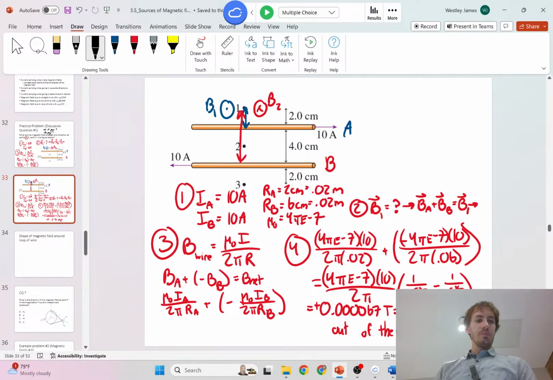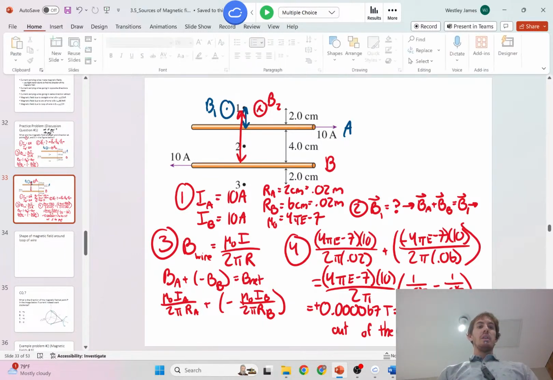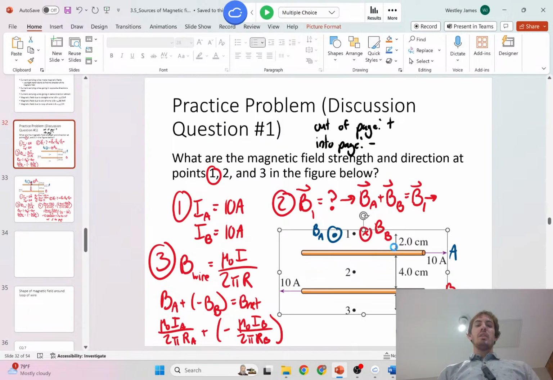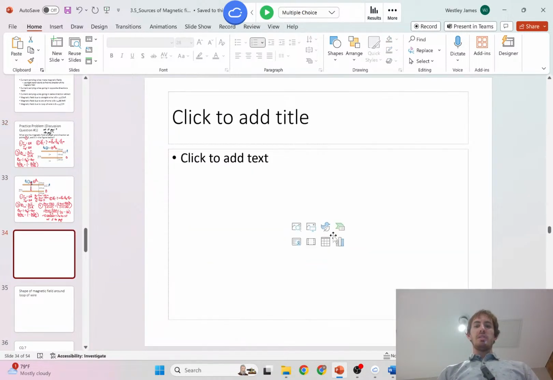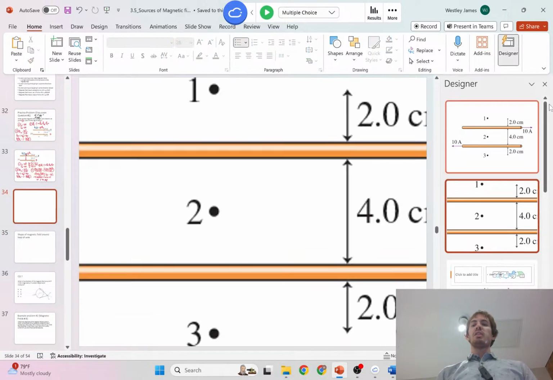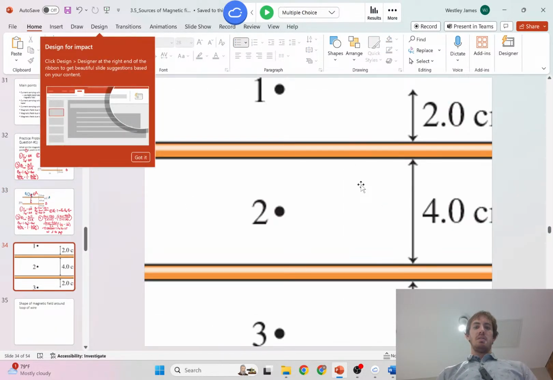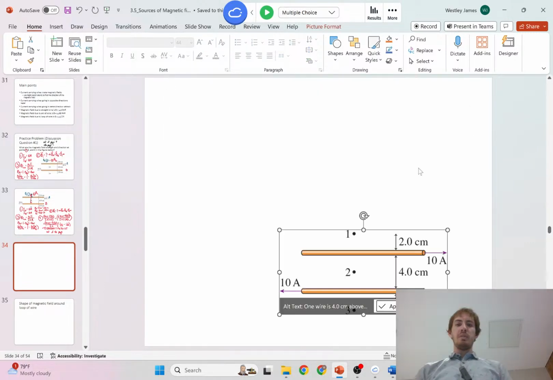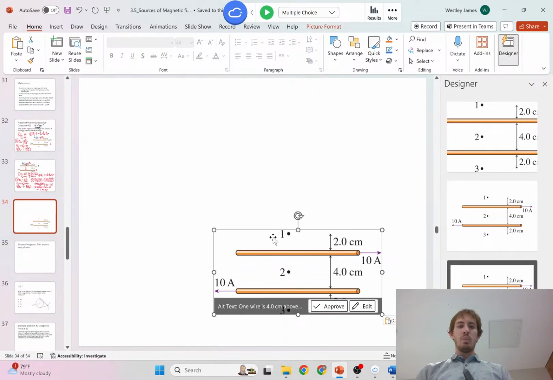Let's see. I am not going to solve the other two ones because that takes way too long. But what I will do for you all is, because I think this is the trickiest step, we'll just spend a few more moments finding the directions of the magnetic fields at the other two spots. So here's my picture. Let's make it way bigger.